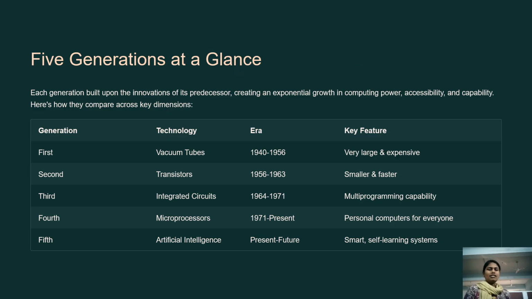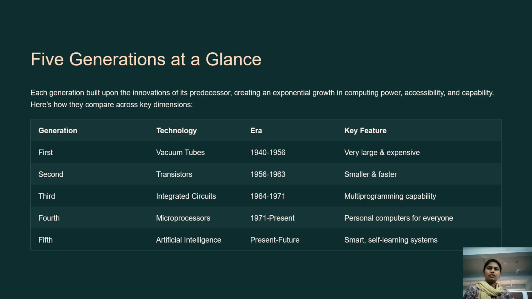Next, here is a summary table. You can see first generation used vacuum tubes. Era was 1942-1956. Key features include very large and expensive. Next is second generation. Second generation used transistors. Era was 1956 to 1963. Key features include smaller and faster.